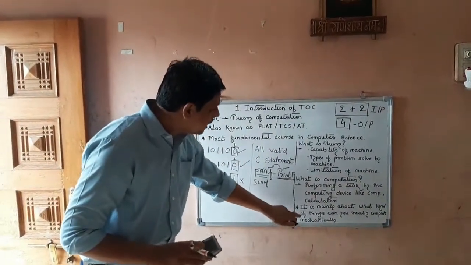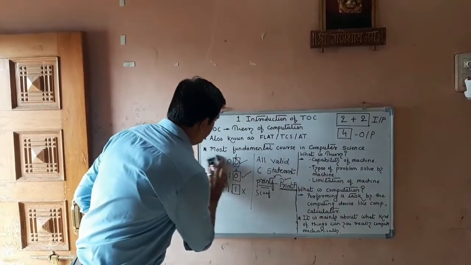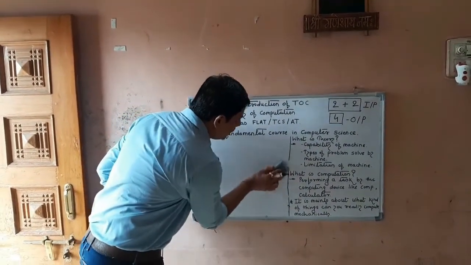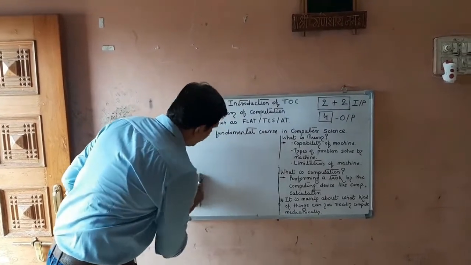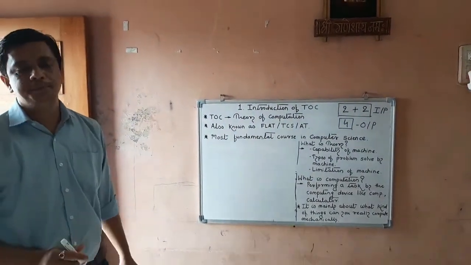Now, what does the third point say? The third point says, I again take one example. The third point says: what kind of things can you really compute mechanically?